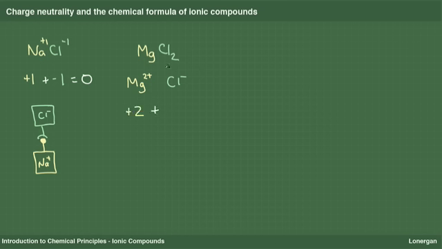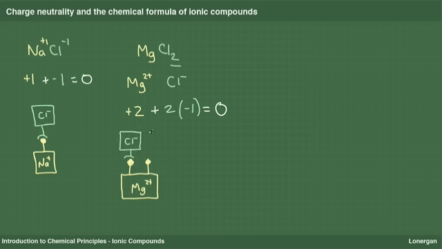With the ball and socket analogy, the positive 2 charge on the magnesium would be represented by two ball joints. Each chloride has only one socket. To balance, these pair together with two chlorides for each magnesium.